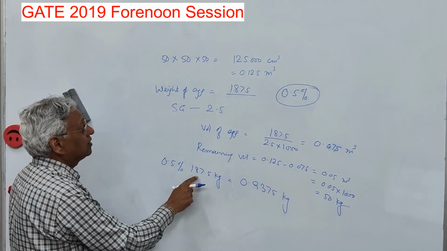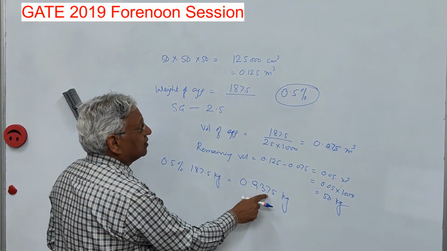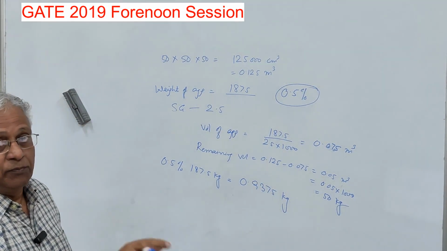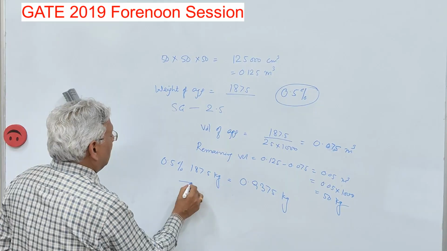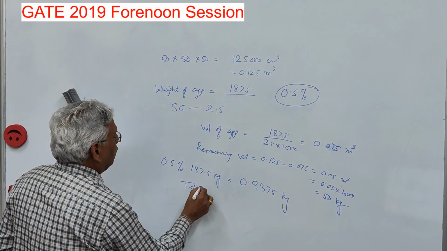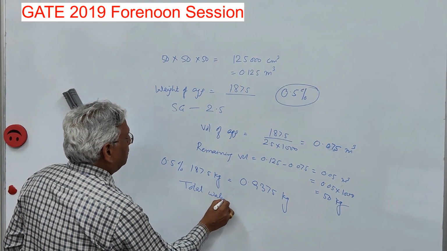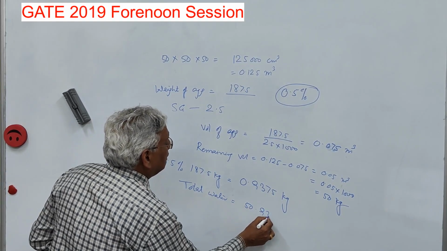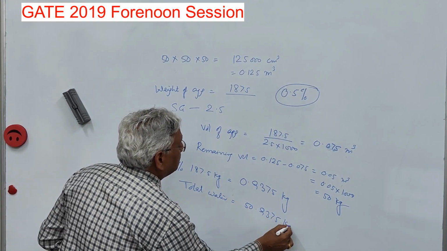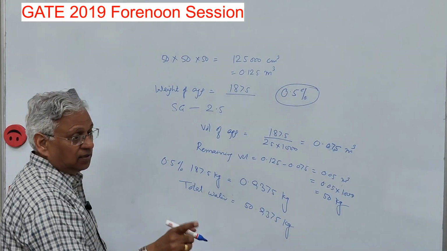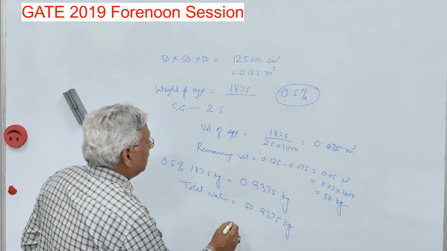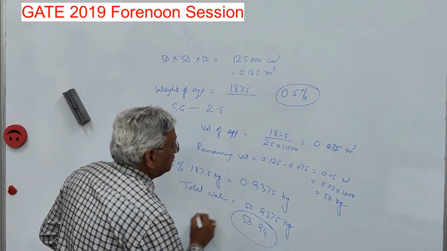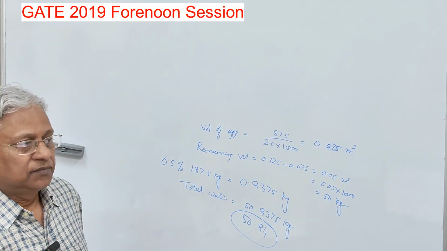0.005 multiplied by 187.5, 0.9375 kg. So this additional water can be put. So the total weight of the water that can be filled will be 50 plus 0.9375 kg. And because the answer is to be in 2 places of decimal, it will be 50.94 kg.